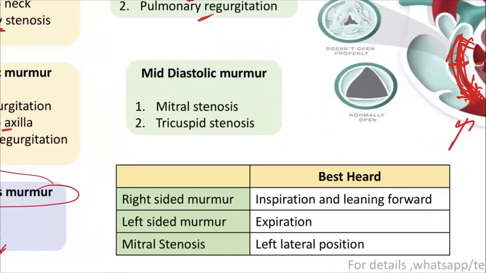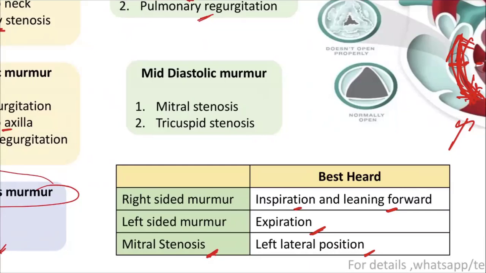Right-sided murmurs are best heard during a deep breath and leaning forward. Left-sided murmurs are best heard on expiration. And for mitral stenosis, you need to remember that if the patient is in the left lateral position, they hear it much better. So for left-sided murmurs, take a deep breath, expire out, hold your breath. Then left-sided murmurs, that is aortic and mitral valve murmurs, are best heard during expiration. For right-sided murmurs, take a deep breath and hold it and lean forward. At this point of time, tricuspid and pulmonary valve murmurs are best heard.